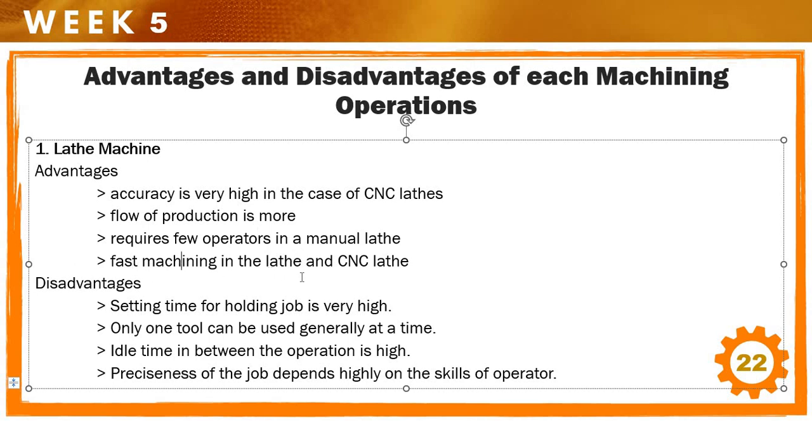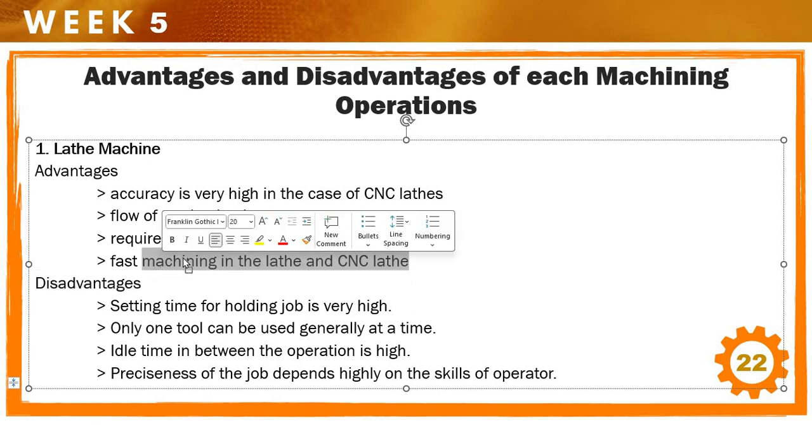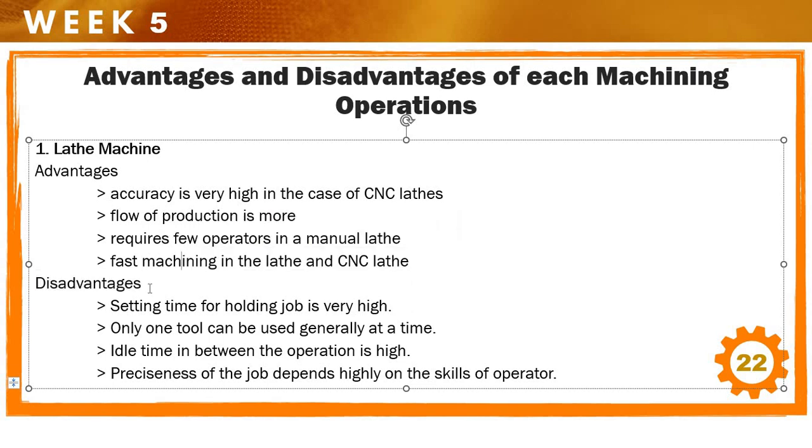And fast machining in the lathe and the CNC lathe, because those machines are used for efficient processing of workpieces. They are very useful when it comes to producing many materials or many finished products in a given time.